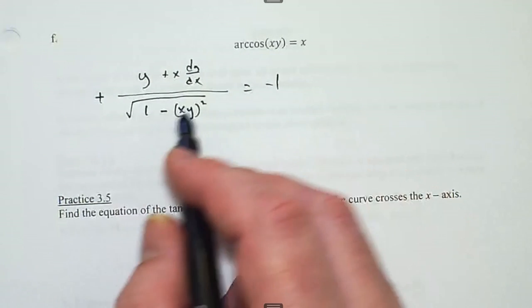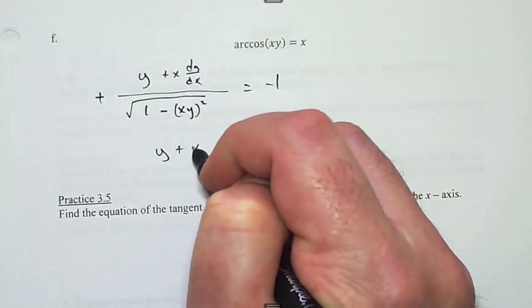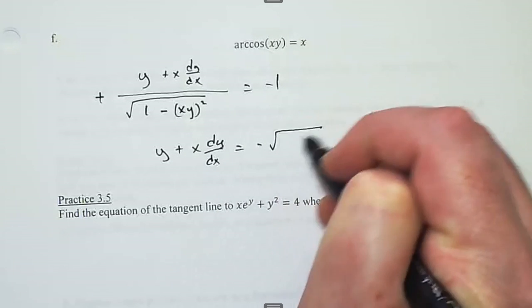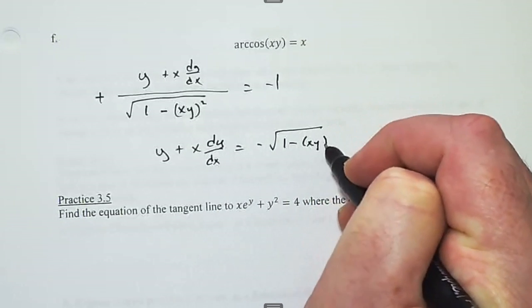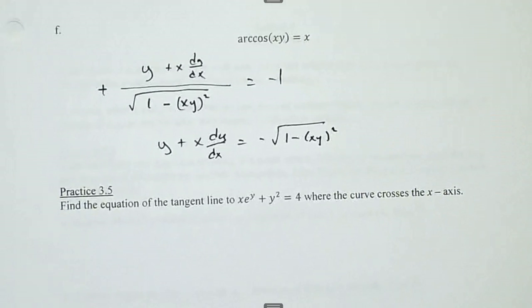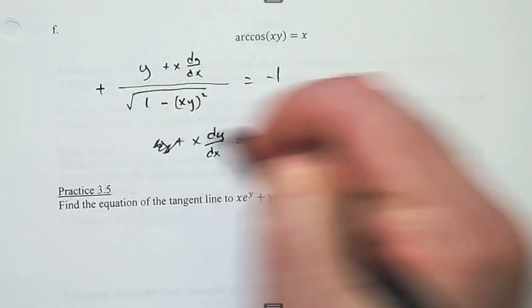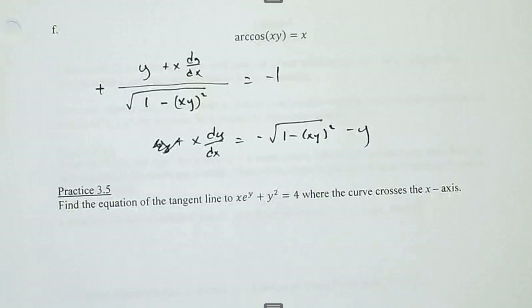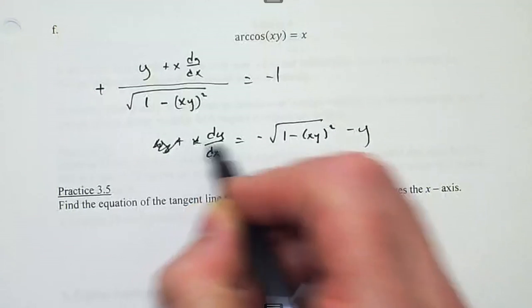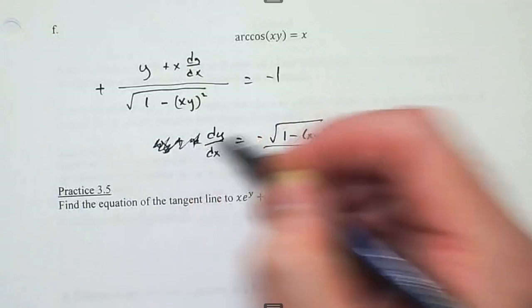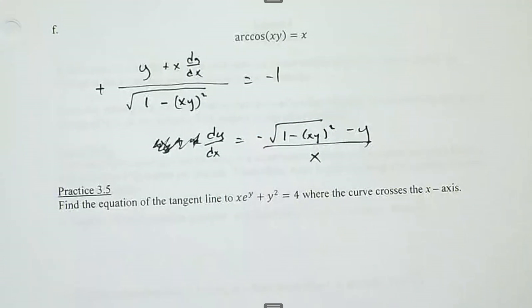Then I'm going to multiply both sides by the denominator, so I get y plus x dy dx equals a negative square root of 1 minus xy squared. I'll subtract the y, and I'll divide by x. I know I did that kind of cheap style, but it works.